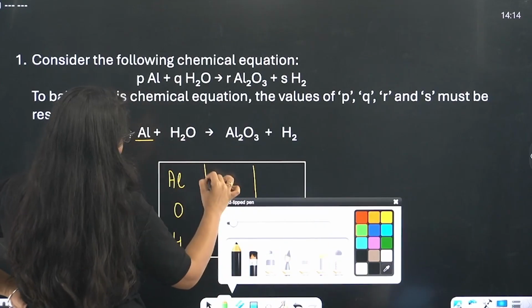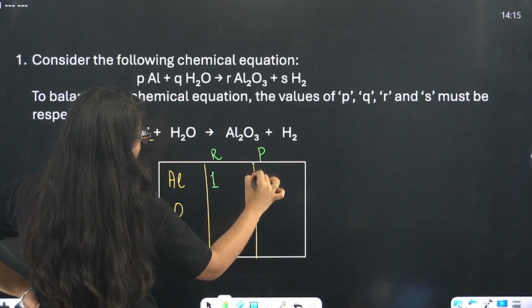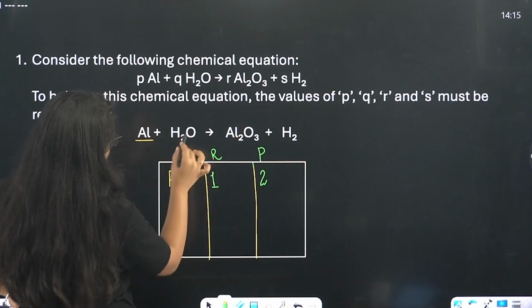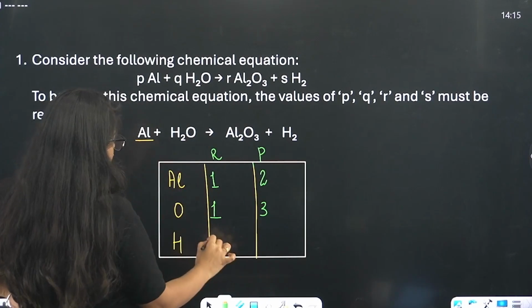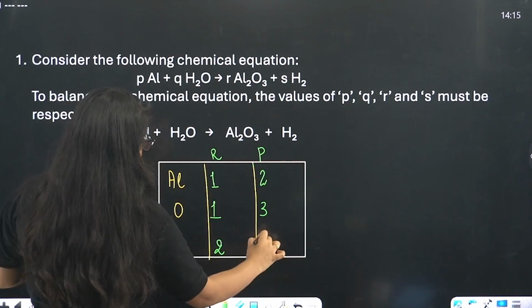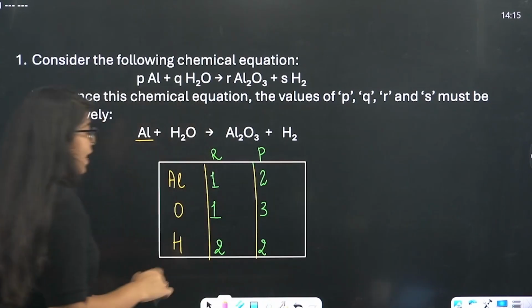Okay. So, how many aluminiums are there on the reactant side? 1. How many aluminiums are there on the product side? 2. How many oxygens are there? 1. How many oxygens are there? 3. How many hydrogens are there? Only 2. How many hydrogens are there? Only 2. Now, let's balance it from what we have learned.